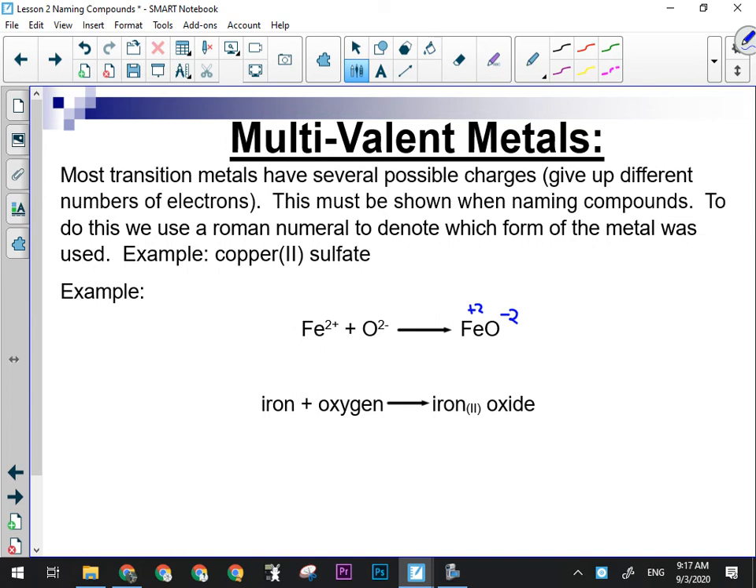Where's the charge on the periodic table? On your periodic table, let's just bring yours up here.